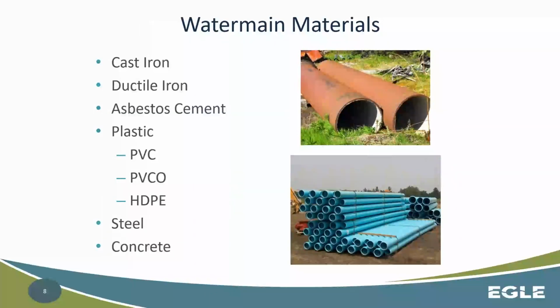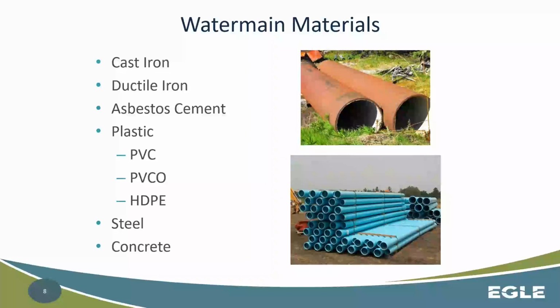So getting into water main materials, obviously there's a lot of historical aspects to this as well as current day aspects to this. So these are the general materials that we're looking at. You have cast iron, ductile iron, asbestos cement, and plastic, but you have multiple different versions of plastic. You have polyvinyl chloride as well as molecularly oriented PVC. Okay, and then you have HDPE, which is your high density polyethylene. You also have steel and concrete.